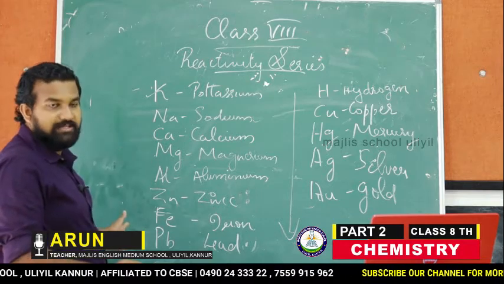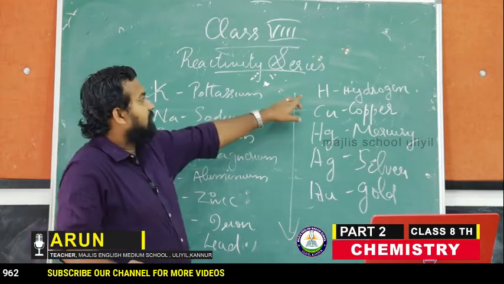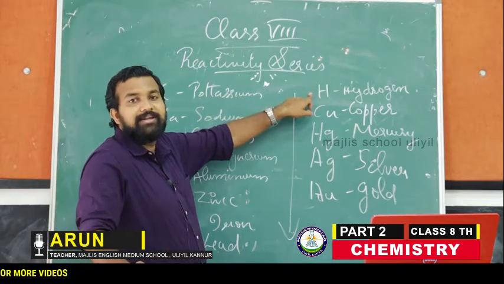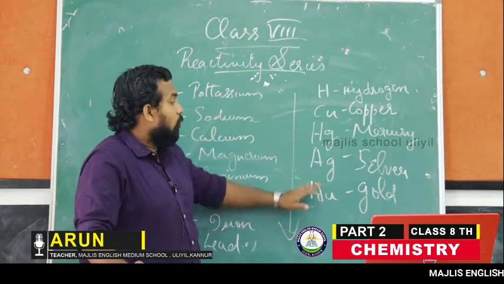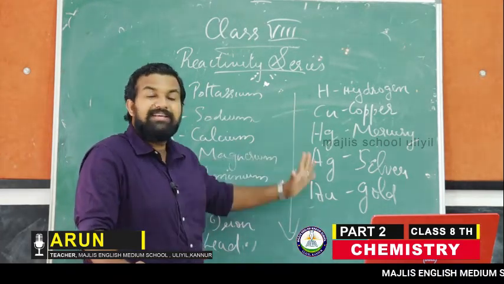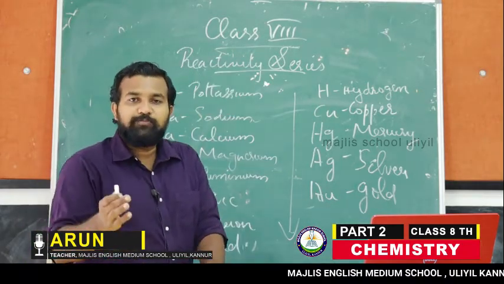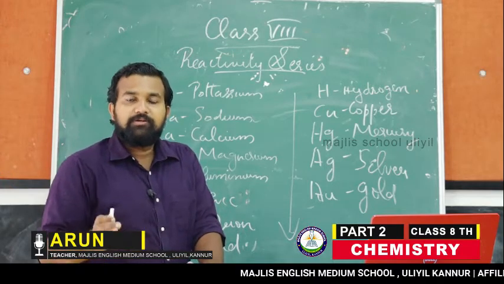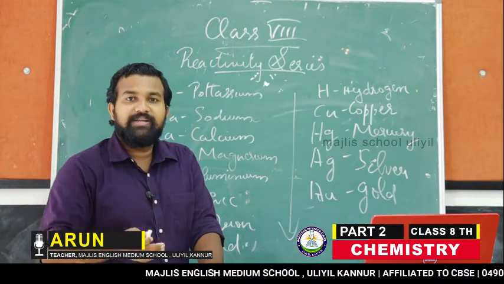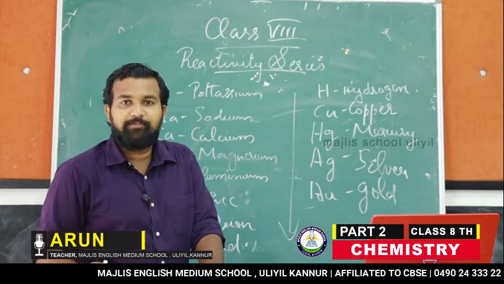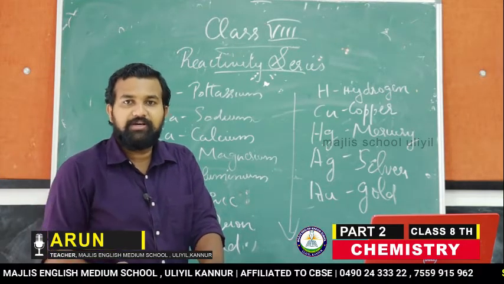These come under metals, and below that, the next element after lead is hydrogen, a non-metal, then copper, mercury, silver and gold. Mercury, silver and gold are the least reactive elements. That means whenever gold is mined from the earth's crust, it is obtained in the pure form itself. It won't react with any other element. It is least reactive.